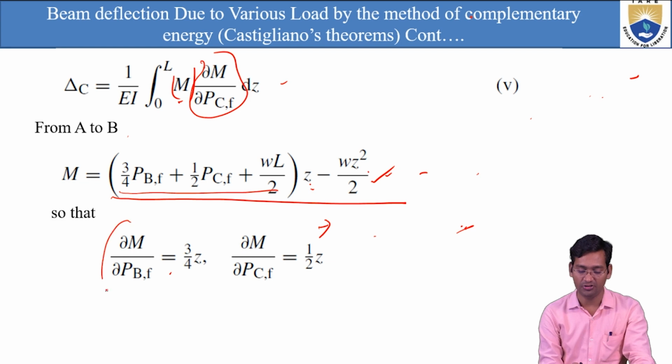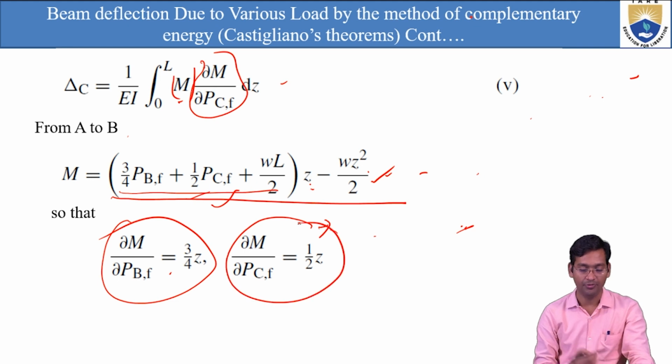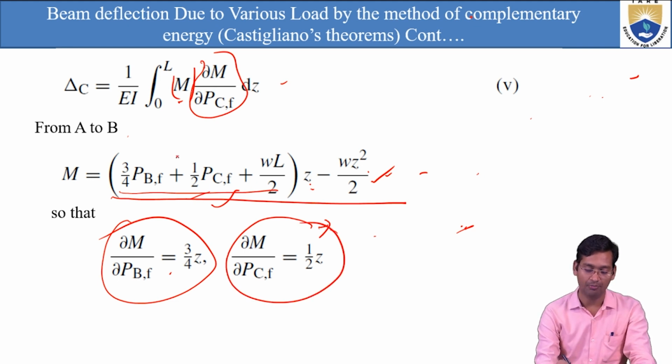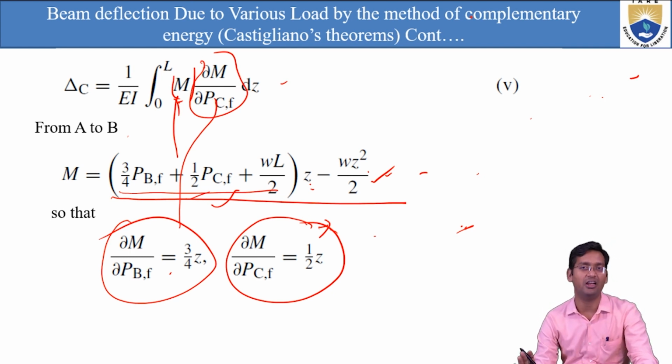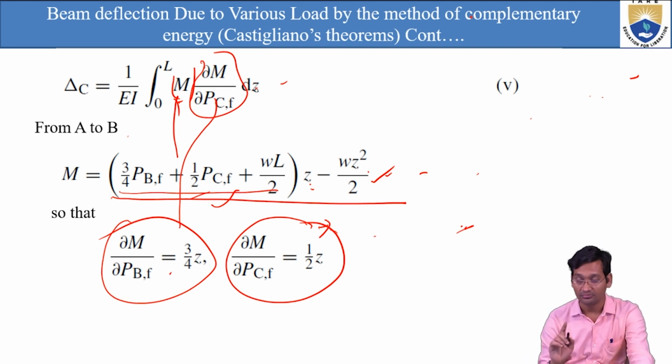So differentiate this equation with respect to PBF once and then again with PCF. After differentiating with respect to PBF, we got this one. Differentiating this equation with respect to PCF, this will be there. So now for this we have M value also, and del M by del PBF and del M by del PCF we have. Substitute here. Not now, next, because this is for A to B only.